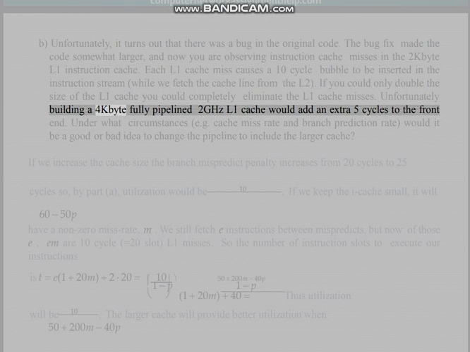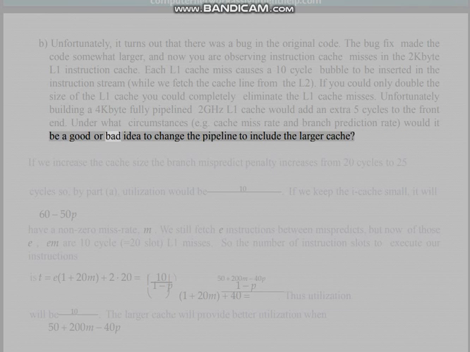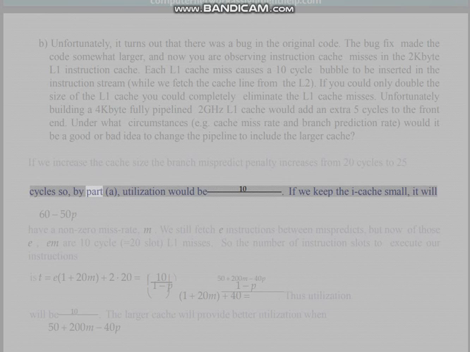Unfortunately, building a 4 kilobyte fully pipelined 2 GHz L1 cache would add an extra 5 cycles to the front end. Under what circumstances, e.g. cache miss rate and branch prediction rate, would it be a good or bad idea to change the pipeline to include the larger cache? If we increase the cache size, the branch mispredict penalty increases from 20 cycles to 25 cycles. So, by part A, utilization would be as before.